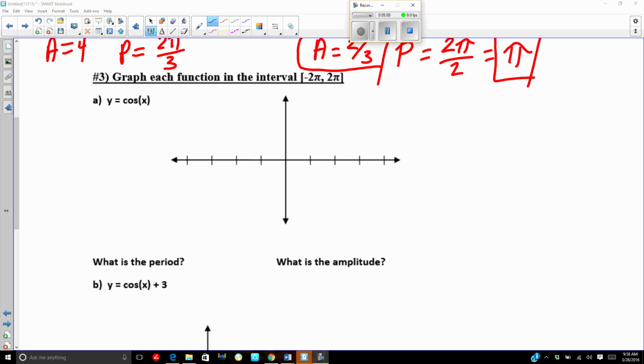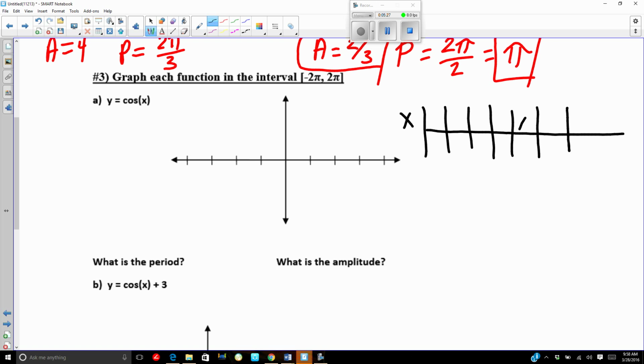All right, so number 3, these are the long problems that we have to graph. And unless I say otherwise on the test, pretty much these are the values you always want to pick for x, because they're just convenient. They give us a nice smooth curve if you pick these values.